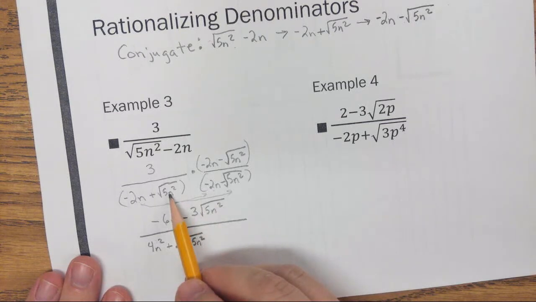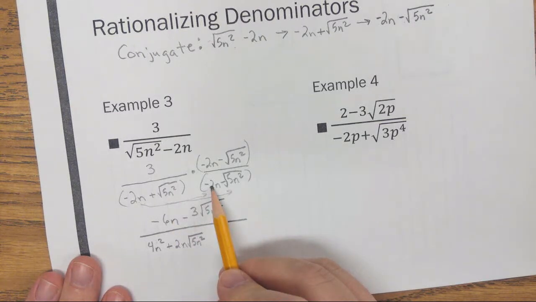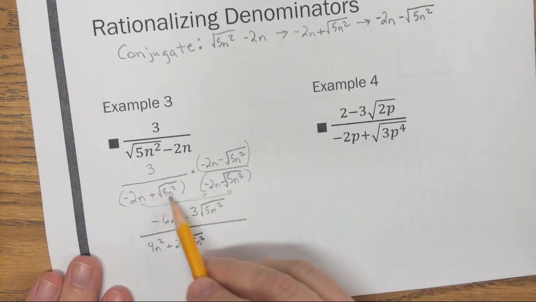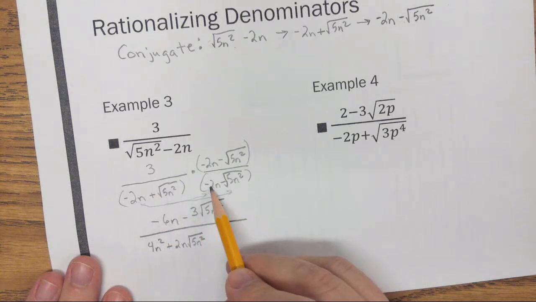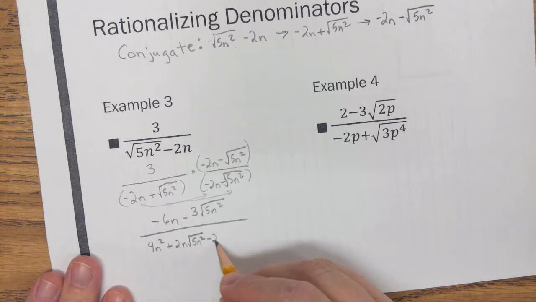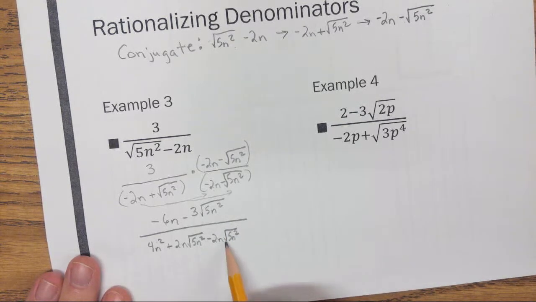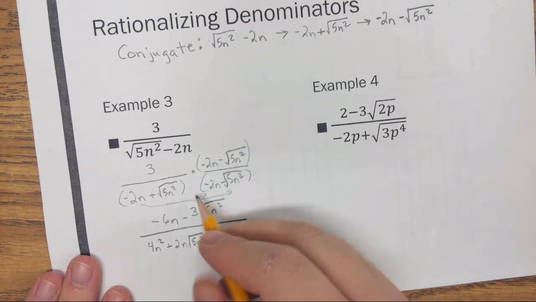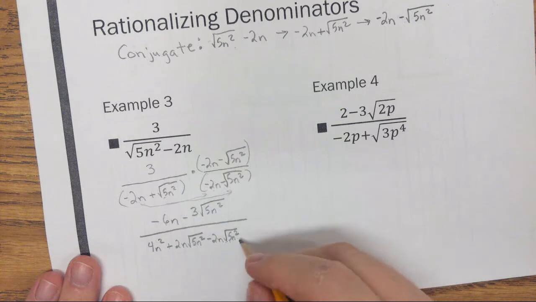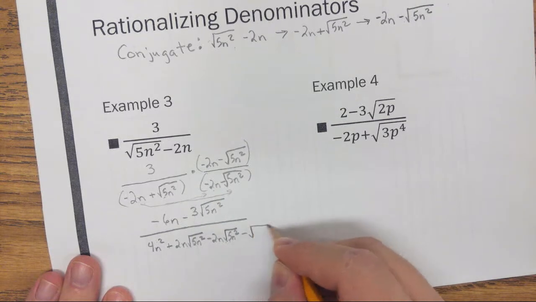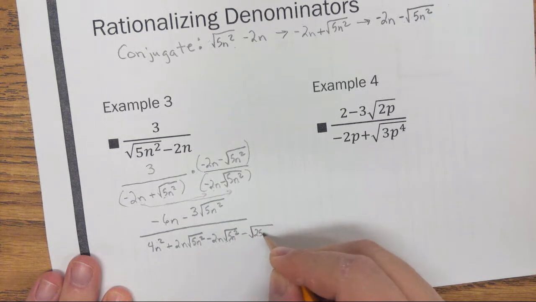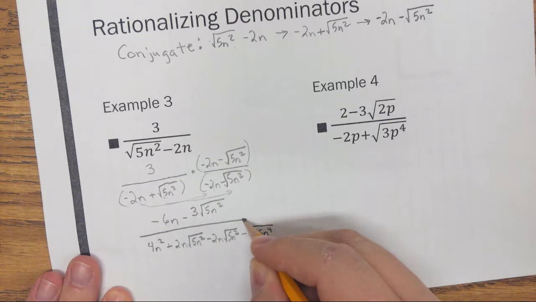Okay, I'm going to do this one and this one, and this is why we do this, because we're going to be able to eliminate this thing with the radical underneath. This is going to be negative 2n radical 5n squared. You can see that this now matches up. And then this times this is going to be negative radical 25n to the 4th.